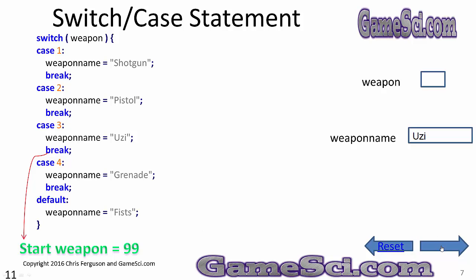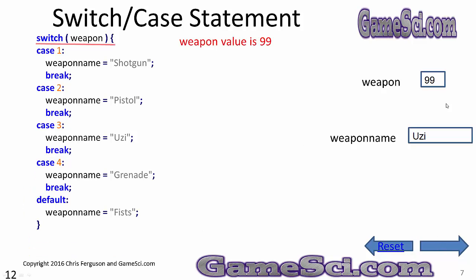Weapon equal 99 is none of these cases. So let's see what happens. I have the 99 in the variable weapon. I still have my Uzi from the last time this executed in weapon name. Weapon value is 99. So what I'm really switching on is 99. Compare 99 to all the different cases. Does 99 match case 1? Absolutely not. That is false.